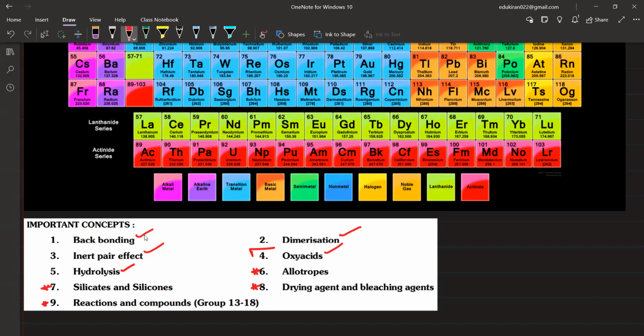Otherwise all the conceptual part we will be doing today, and then tomorrow we will be doing questions. So for the conceptual part I will be explaining the topics, and for the rest of these things I will give you notes, and then tomorrow we can discuss those things also, है ना, with the help of questions. Now moving on to the first topic, that is back bonding.